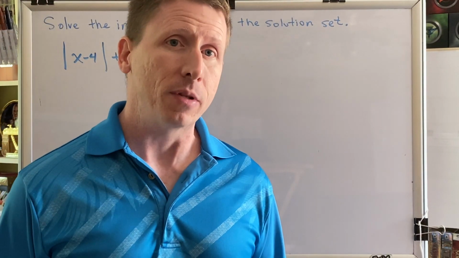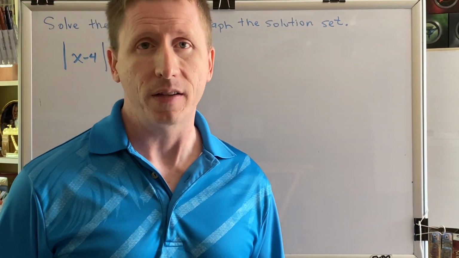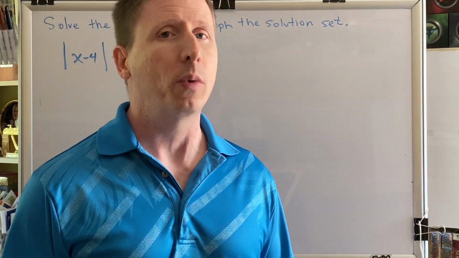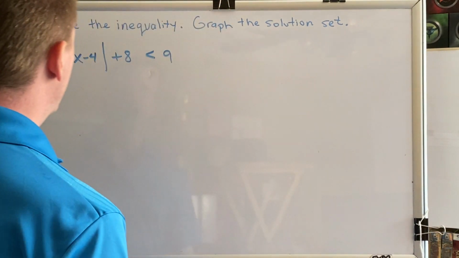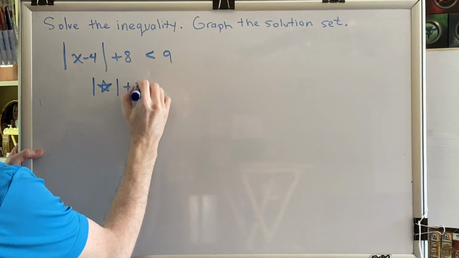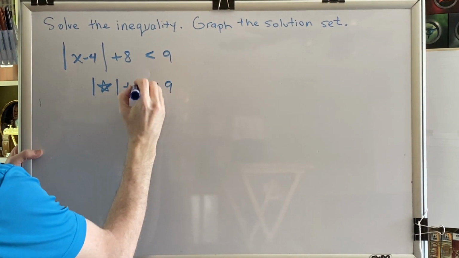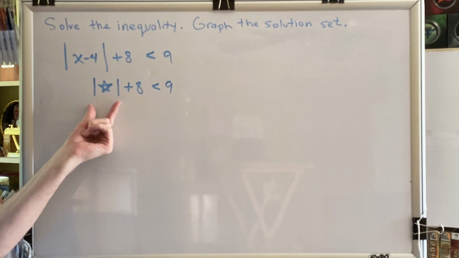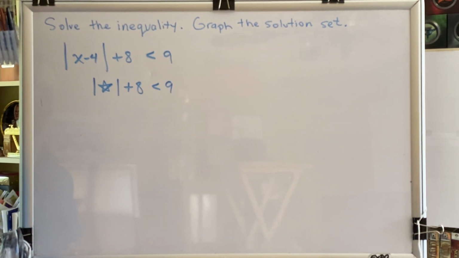Okay, so the first step in solving a problem of this type is to recognize that we have an algebraic expression inside of absolute value bars. We need to replace that with star. So we have the absolute value of star plus 8 less than 9. We'd like to rewrite this so that it no longer has absolute value bars. But to do that, we first must isolate the absolute value of star.